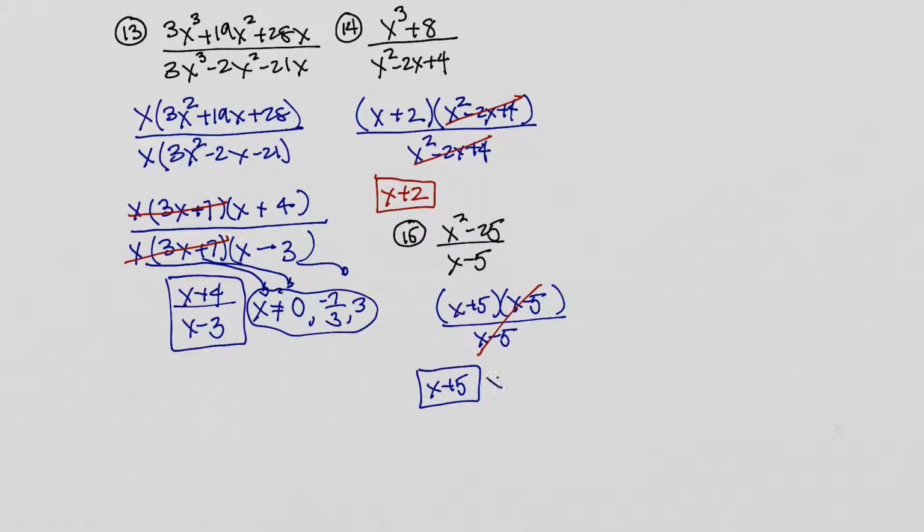And we can do this as long as x is not equal to, now just bring it right up to the next step. What's going to make that denominator 0? 5. So as long as x is not equal to 5, we're good to go.